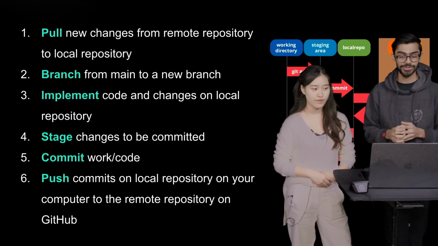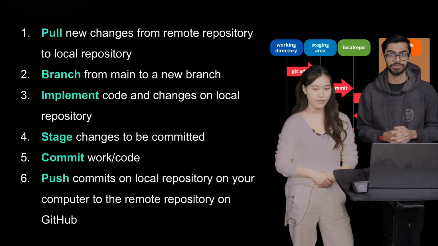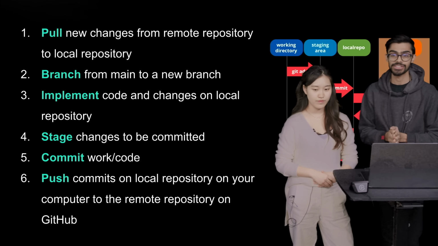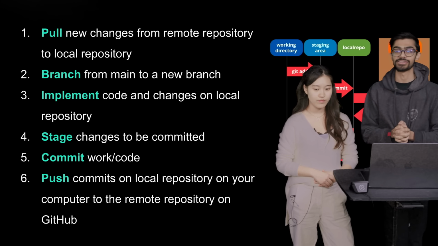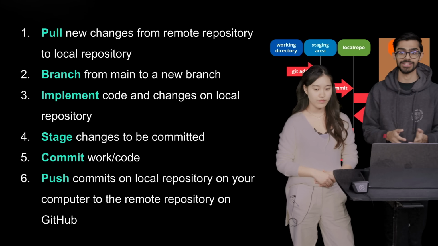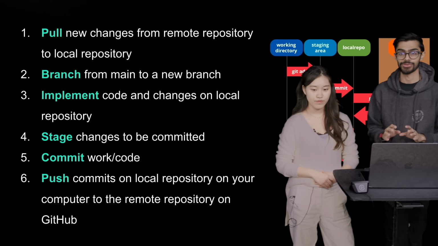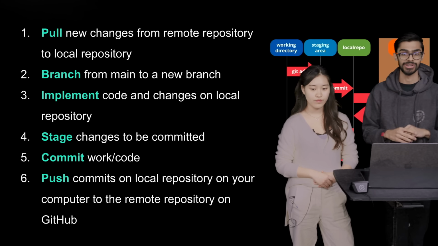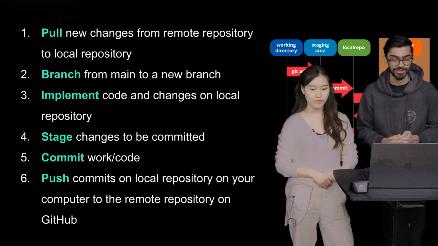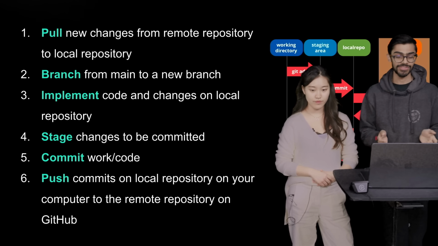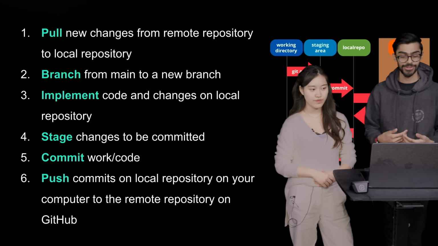You can implement code and changes on your local repository. And once you've made some changes, you can stage those changes to be committed. So this looks like deciding which files to add, deciding which pieces of code that you've changed that you want to make sure are updated into the next part of the code. And once you've done that, you can commit that work and that code.